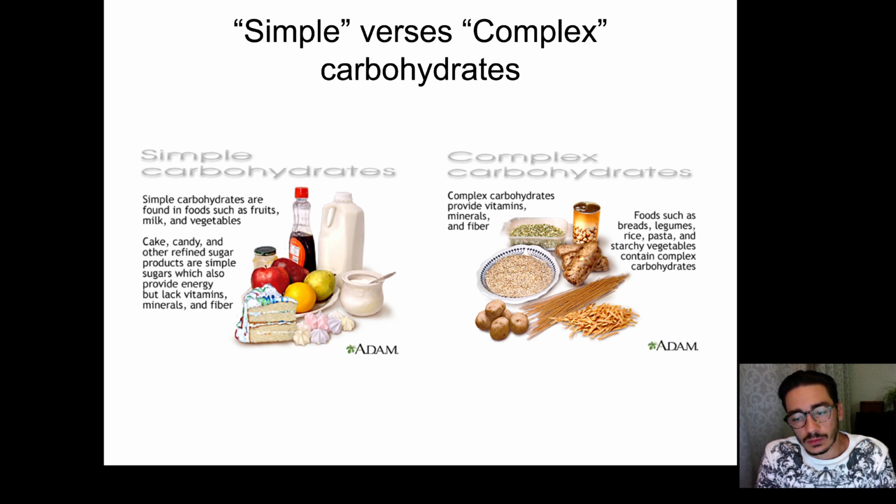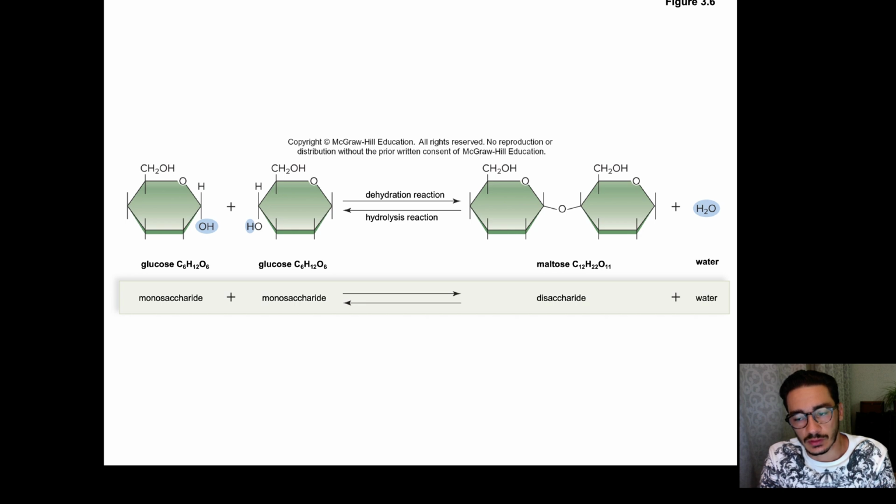So the difference between simple and complex carbohydrates comes from their names. When you have a simple carbohydrate, it means its structure is very simple, and when you have a complex one, it means the structure is more complex than the simple one. So let me go and explain this.